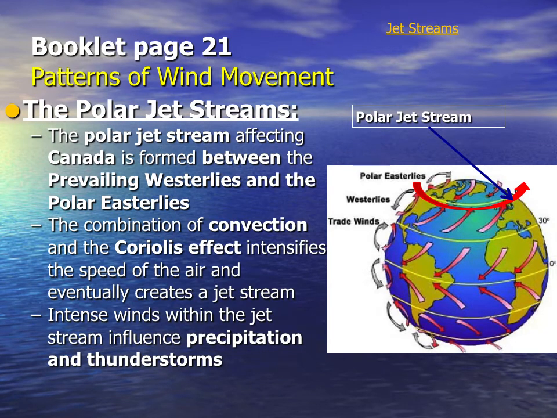The polar jet stream in Canada is formed between the prevailing westerlies and the polar easterlies. So if you look on this diagram, we can see that, and looking at the map, that kind of hits exactly where we are, right? So the combination of convection and the Coriolis effect intensifies the speed of the air and eventually creates this jet stream. Intense winds within the jet stream influence precipitation and thunderstorms.